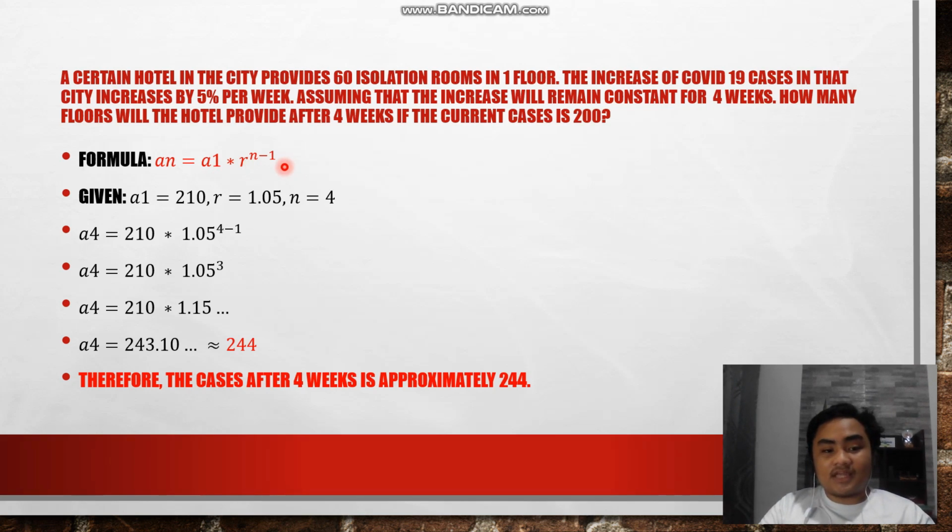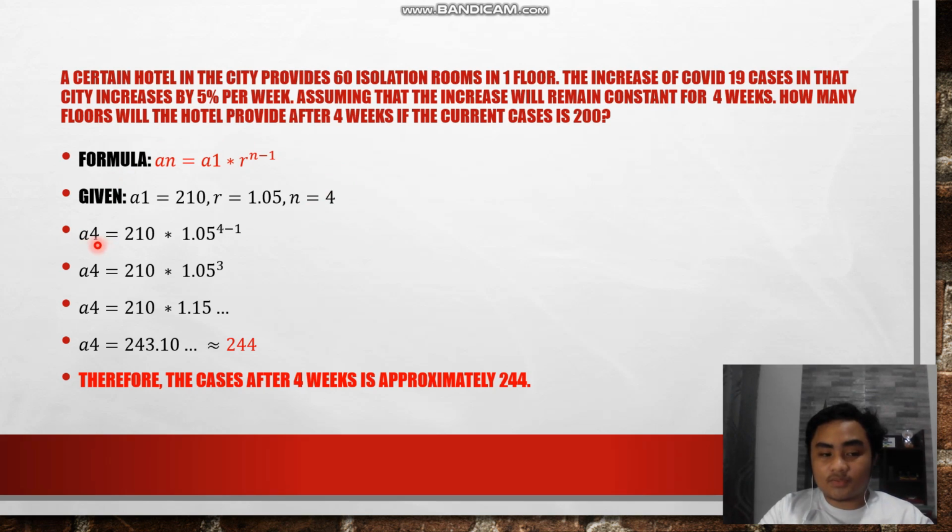First thing that we need to do to solve this is to identify our given. Our first term, A sub 1, is 210, which we solved earlier. Then we have our common ratio, which we solved earlier and resulted to 1.05. Then n is 4, because it says here, assuming that the increase will remain constant for 4 weeks, how many floors will the hotel provide after 4 weeks? So the term we are looking for is the 4th term.